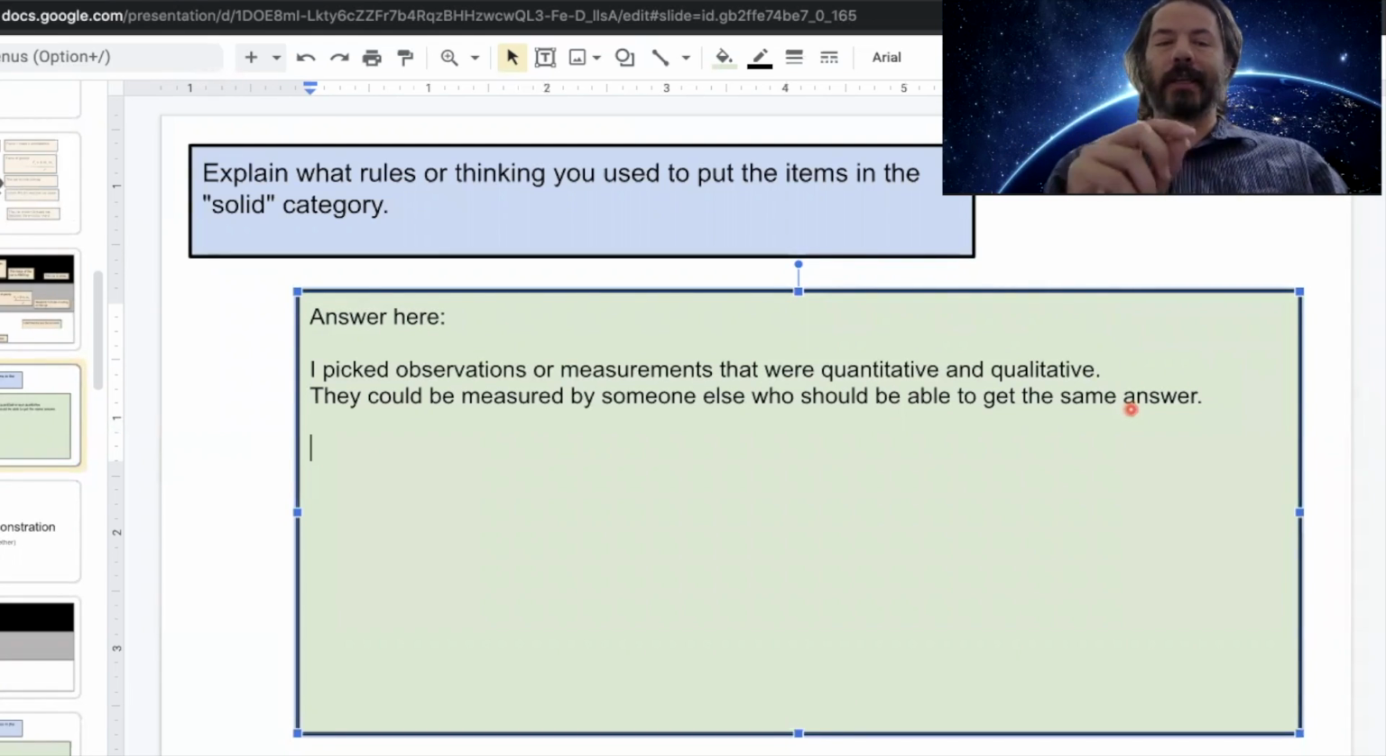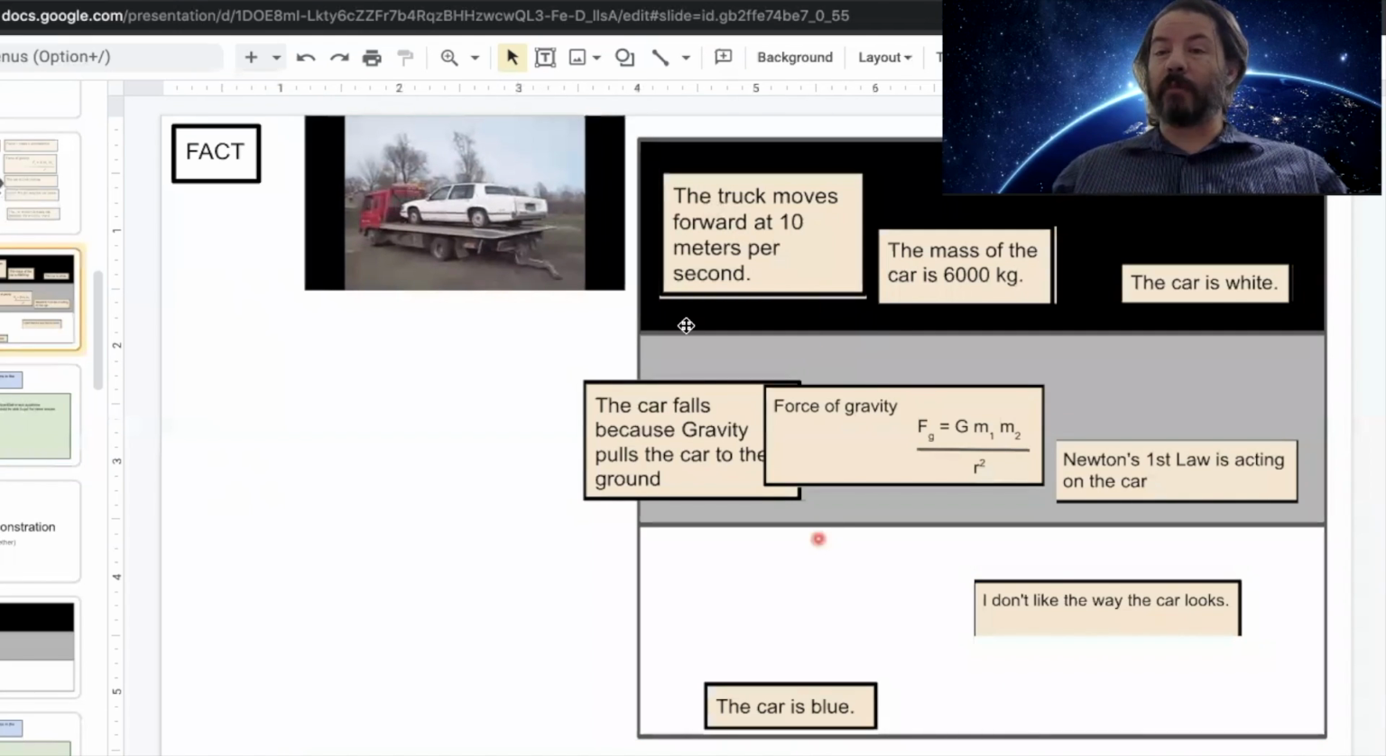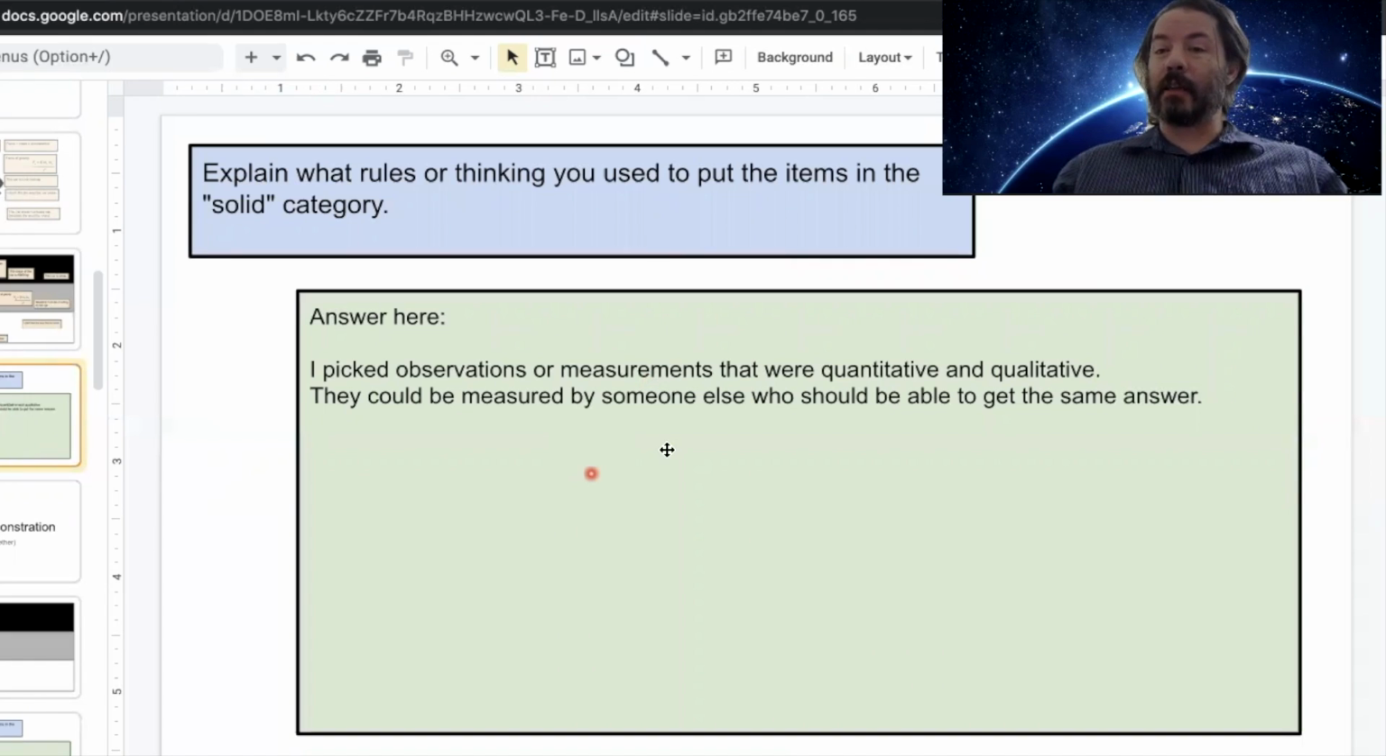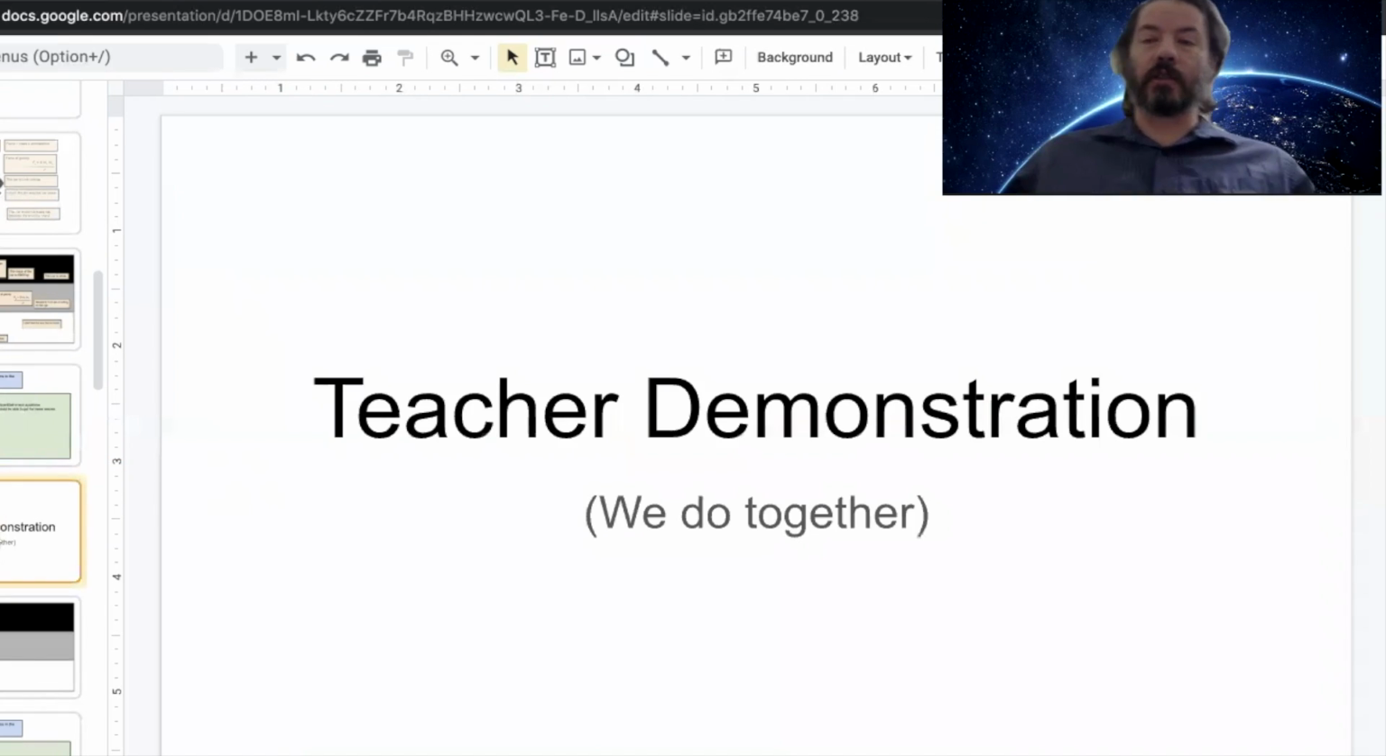So notice I'm only going to explain what I put in the solid because that's what the question asks for. This becomes a little trickier if I ask you, why did you put things in the gray category? Okay, so now you have to kind of think about what definition those fit. So if I'm answering the gray category, then I may have to do some more thinking. But overall, that's actually not too difficult. So I sorted what I observed, and now I'm explaining why those went there based on the definition of what a fact is. Okay, so now let's go and let's try one.